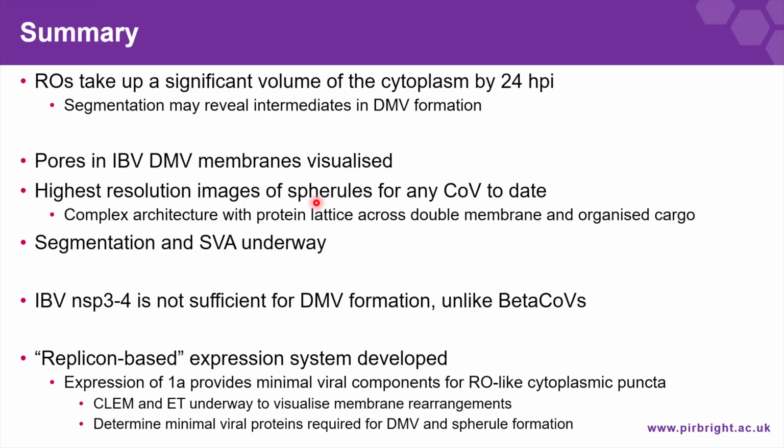And Patrick's doing all the data analysis for the segmentation and subvolume averaging so that we can get the most out of that data. We've confirmed that expression of NSP3/4 from IBV is not sufficient for DMV formation, unlike for the beta coronaviruses. And using our replicon-based expression system, we've confirmed that expression of 1A alone seems to provide the minimal components for replication organelle-like puncta in the cytoplasm. And we're just doing the CLEM, and we'll do some tomography of those cells so that we can visualize the replication organelle membranes or the membrane rearrangements associated.